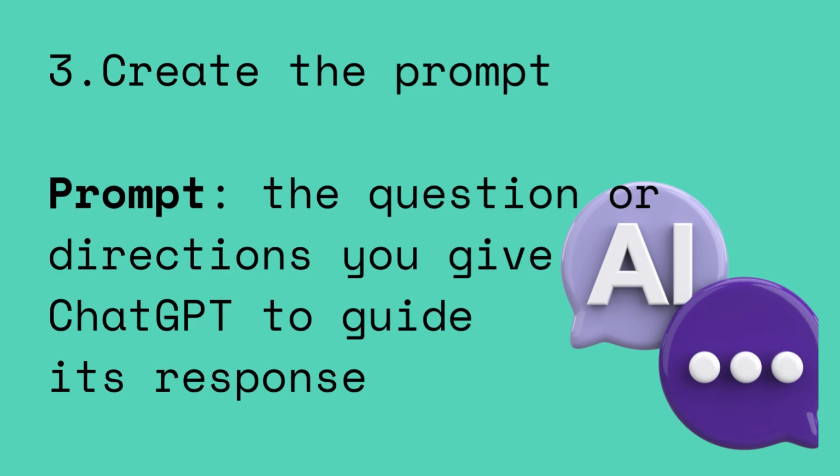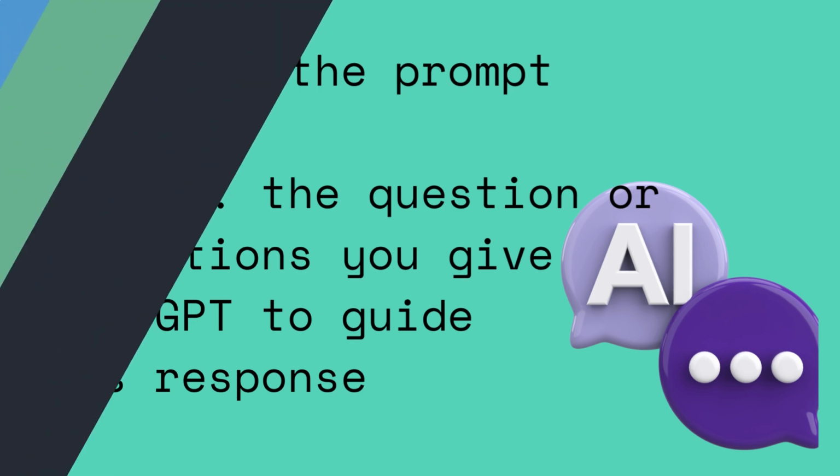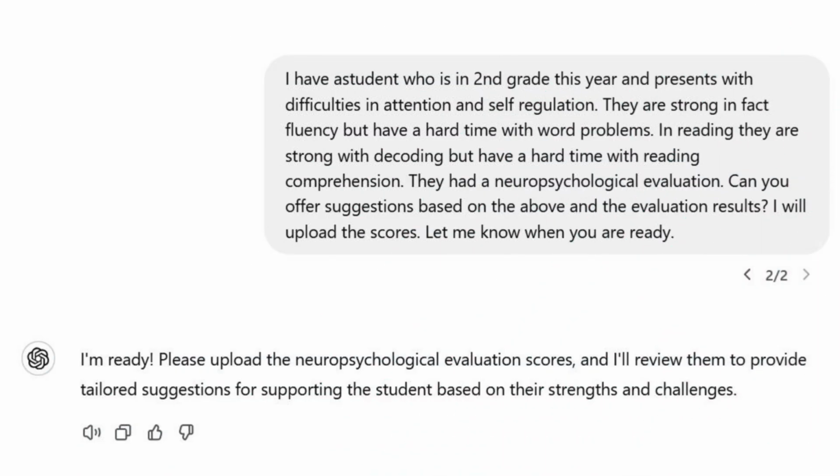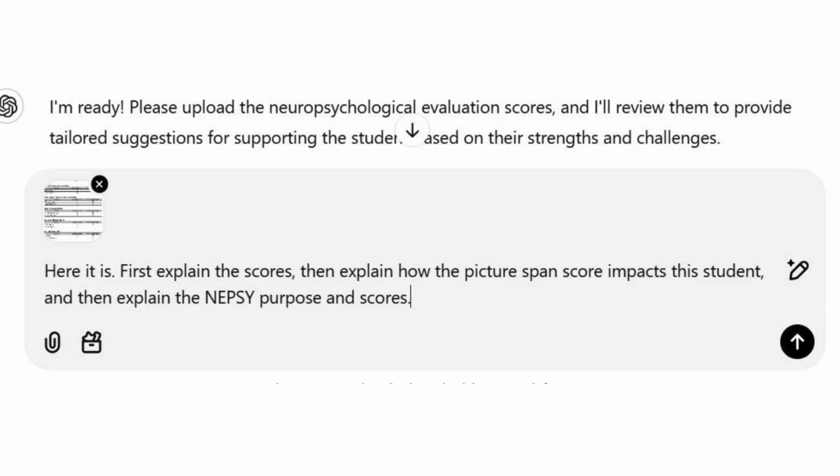And now it is time to create the prompt. The prompt is the question or directions you give ChatGPT to guide its response. My prompt includes some non-identifiable student-specific information. For example, some behavioral difficulties I am observing in the classroom, as well as academic strengths and challenges. I am also telling ChatGPT there was a neuropsychological evaluation and am asking it to let me know when ready for the scores. And then it tells me, like, I'm ready.